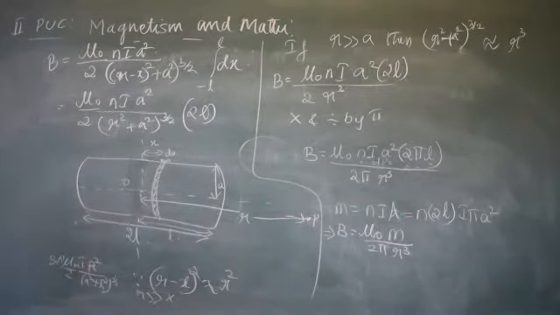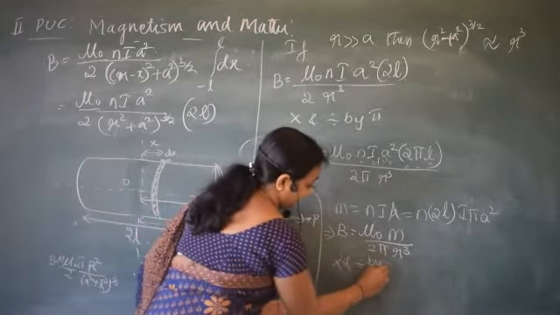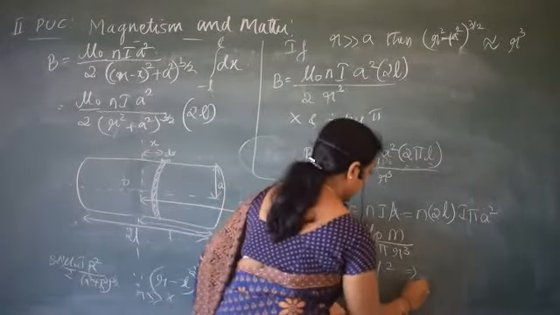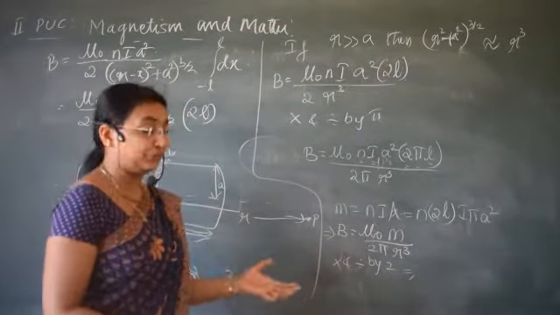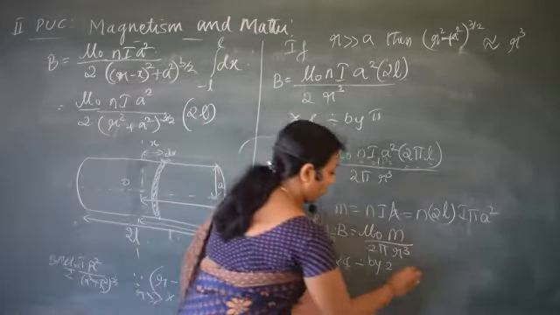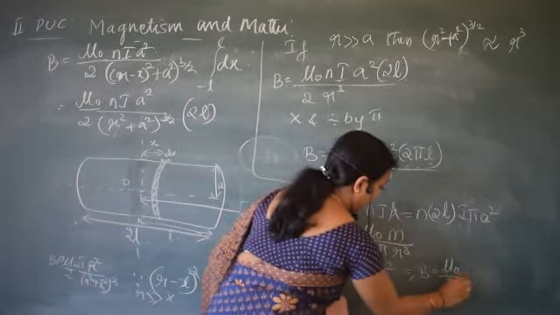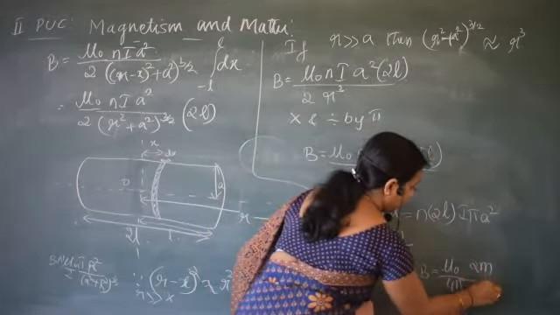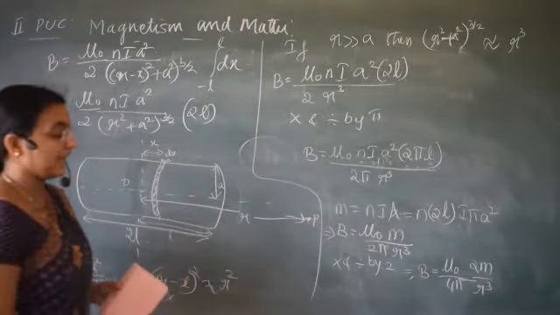Okay. Suppose we multiply and divide by 2. What do we get? This implies we get B is equal to mu naught by 4 pi into 2m by r cube. Correct? B is equal to mu naught by 4 pi into 2m by r cube.